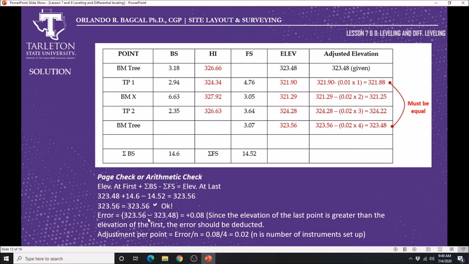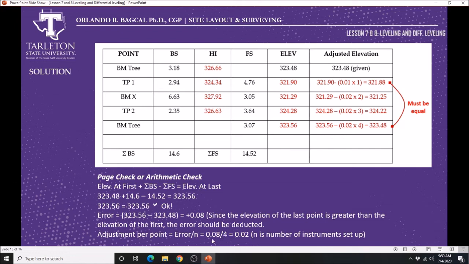To determine the error, you just need to calculate the difference between the two: 323.56 minus 323.48, and that will give you 0.08. Since the elevation of the last point is greater than the elevation of the first, the error should be deducted. The other way around, if the elevation of the last point is lower than the elevation of the first, then you are going to add.